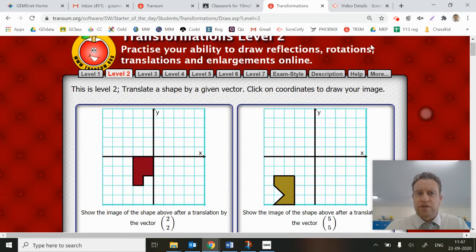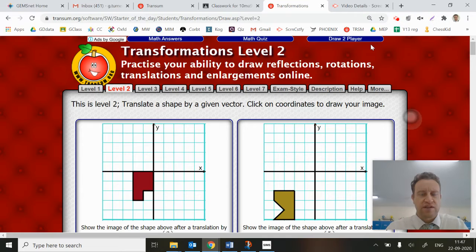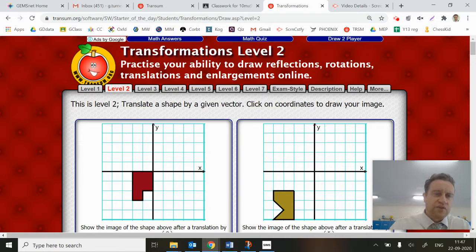Hi there guys, I'm going to go through translations by vectors. This is from the Transum site. I've already done level 1 in a previous video, which was reflections. So now we're doing translations, which is the second of 4 things that you need to know about transformations. So there's 4 techniques for transformations. Let's go through them again.